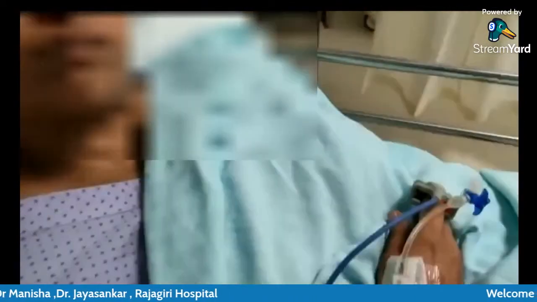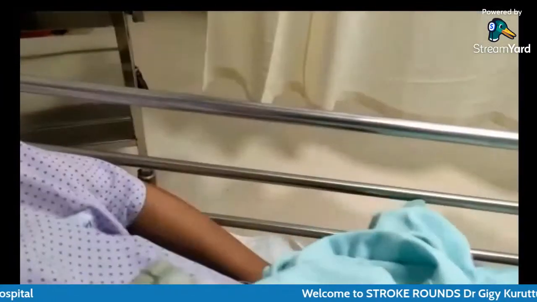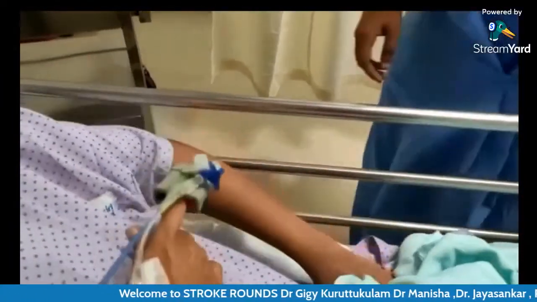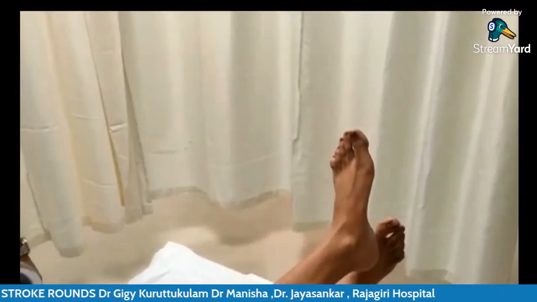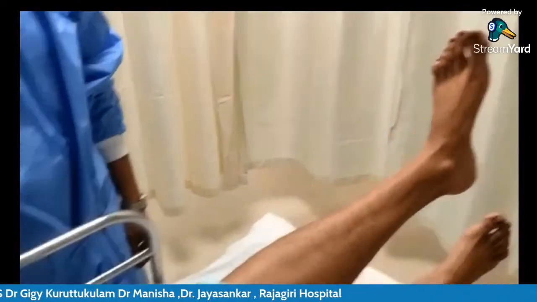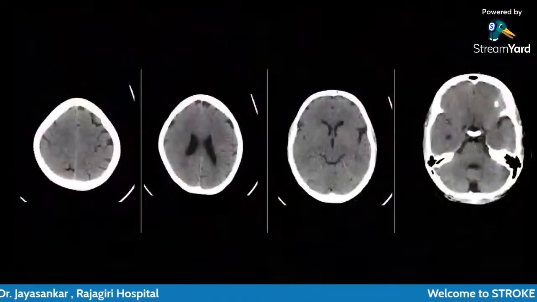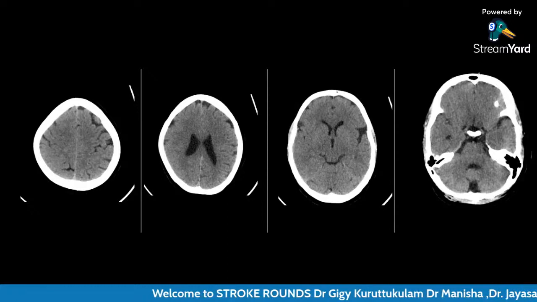Let's see the patient. She has got a minimal left facial weakness. Right upper limb is normal. Left upper limb, she is just able to lift from the bed, probably grade 2 plus. Lower limb, she is able to lift. There is weakness, but almost grade 4 power. Beyond the window period for IV thrombolysis, the patient was shifted for a CT scan.